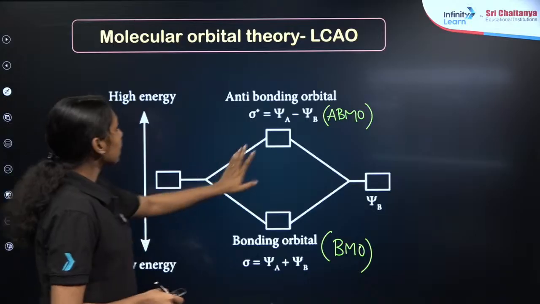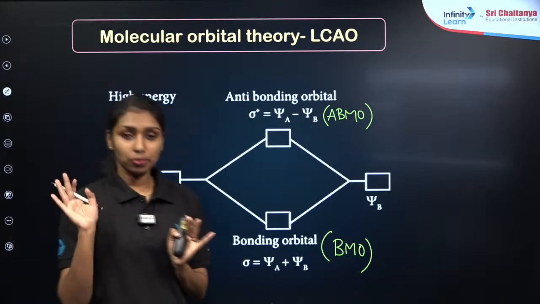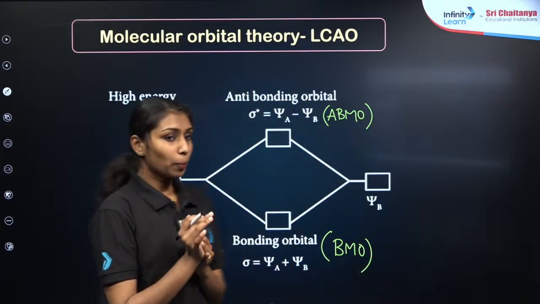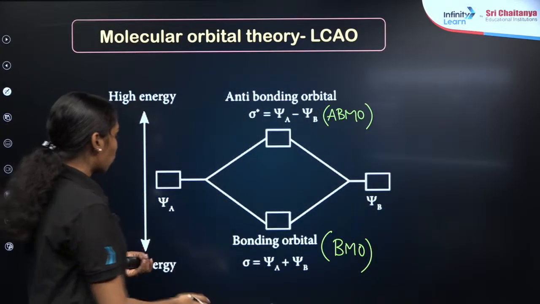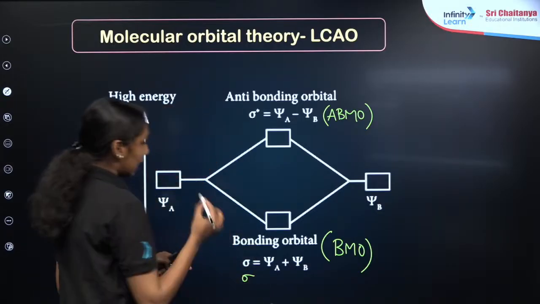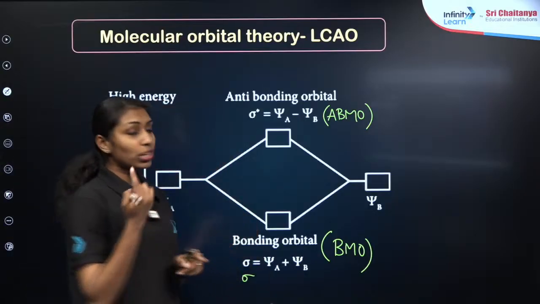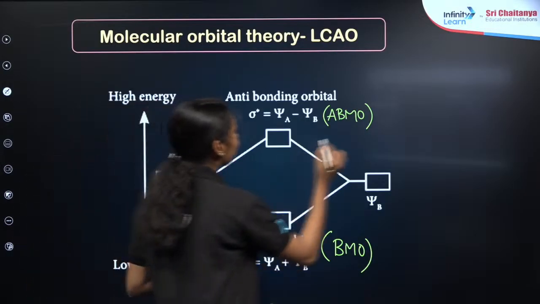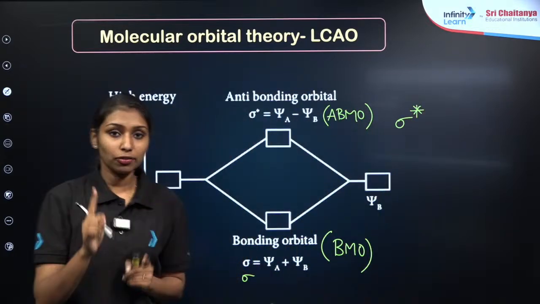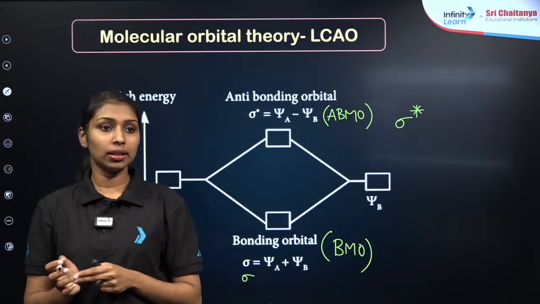So you can see here this is psi a minus psi b. Also, whenever the combination forms by axial overlapping, it results in the formation of a sigma bond. So we represent the bonding molecular orbital as sigma here. Then what about the anti-bonding molecular orbital? It will be represented as sigma star. Whenever you see a star on any orbital, it represents an anti-bonding molecular orbital. Clear?